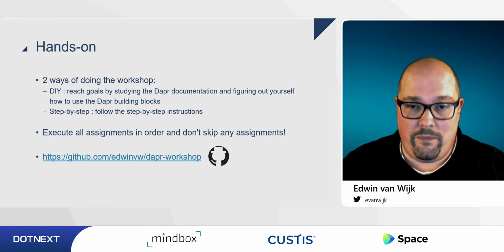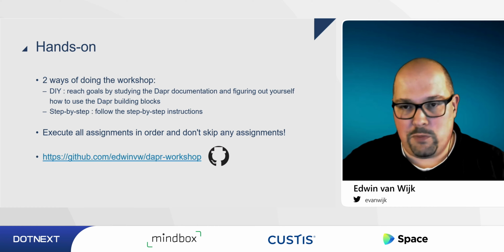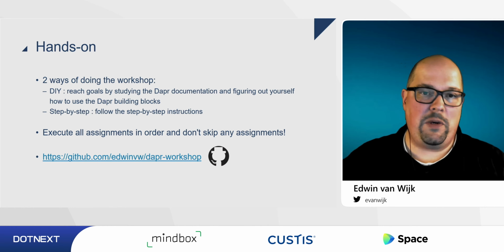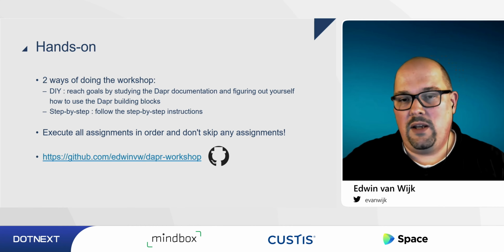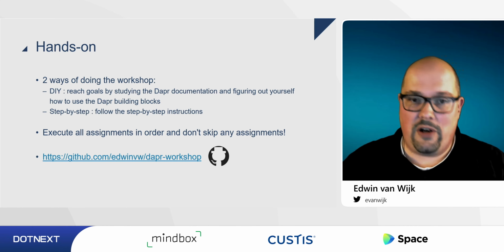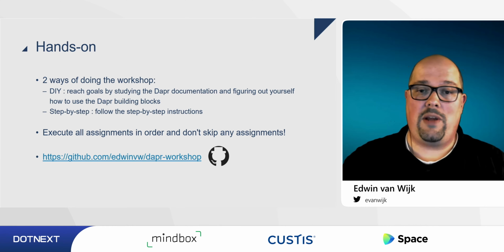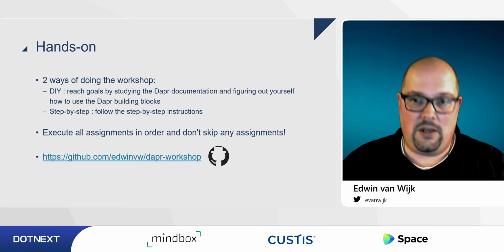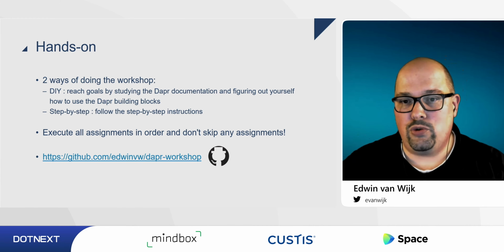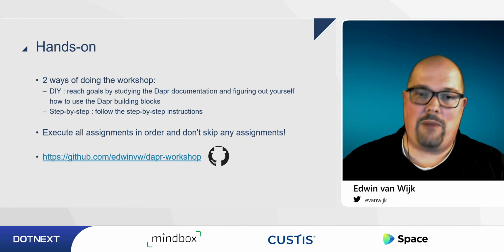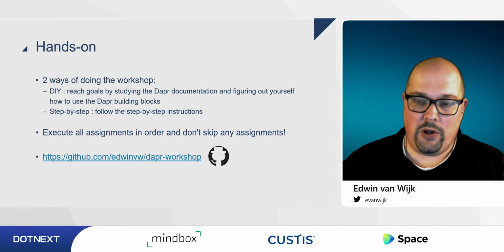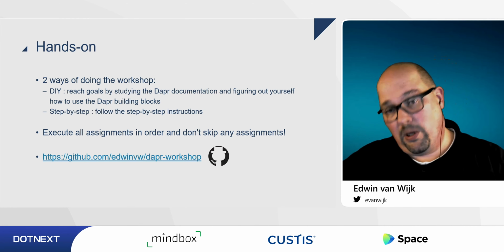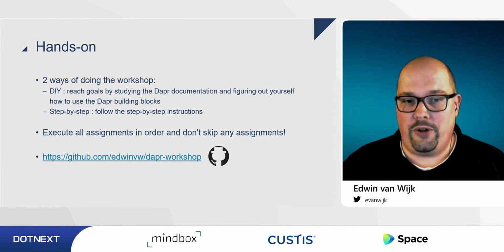So that is, I would suggest, only if you already have a lot of experience with .NET and with Docker and stuff like that. So if you have a lot of experience with that, you can try the DIY. If you can get it to work, or if you get stuck, you can always go back to the step-by-step. And I would suggest that if you are new to Dapr and you want to follow and learn how to apply Dapr, do the step-by-step variant. And this will really meticulously describe what you need to do and why. And by doing that, you will get to the end result of all the assignments.